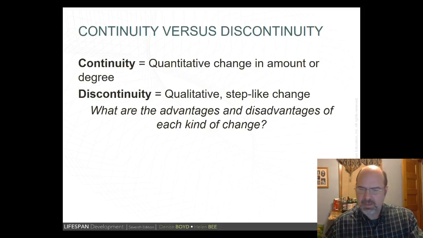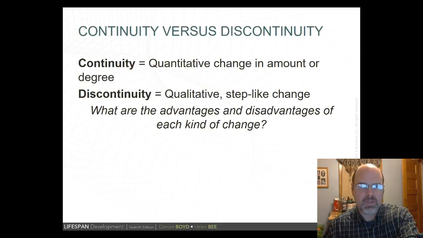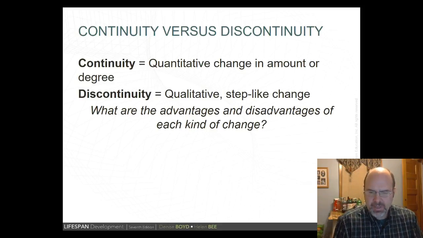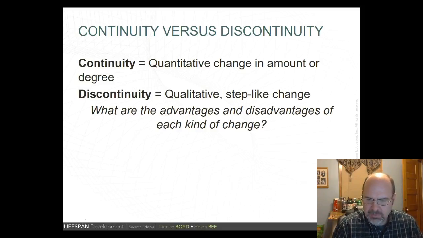Continuity versus discontinuity. Continuity has to do with quantitative change, or amount and degree. For instance, as a child grows and gets taller, that's continuity. Discontinuity is more of a qualitative change, which is step-like change. This is where you need something like stage theory to explain it. For instance, puberty is qualitative.